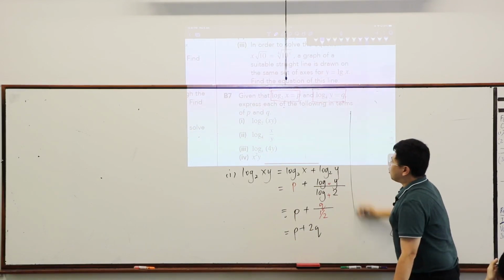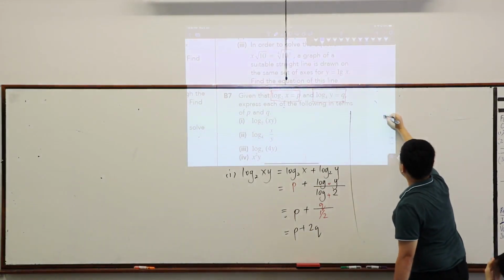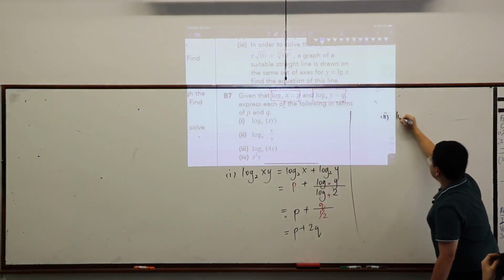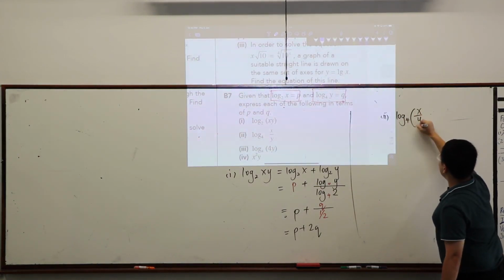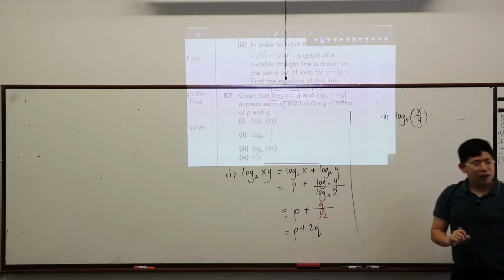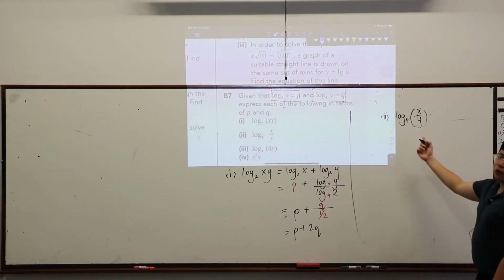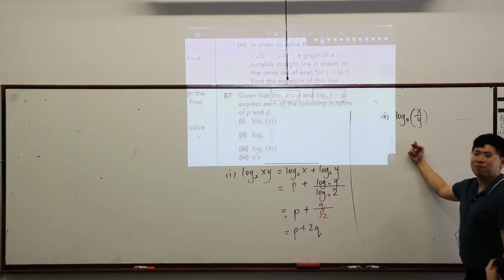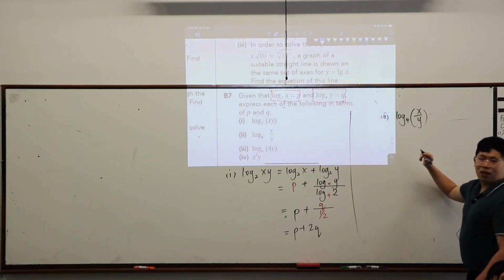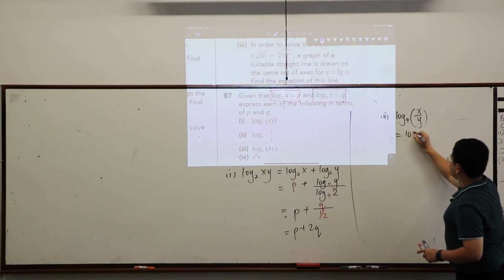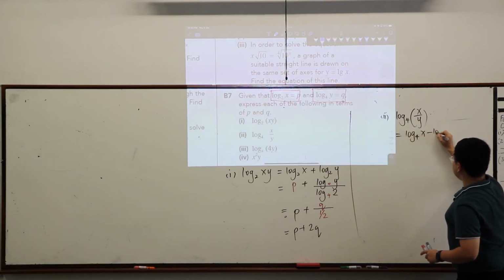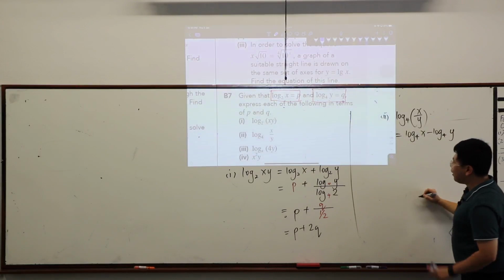Let's take a look at number 2. Number 2 is a bit different. Now it's log base 4 of x over y. So what we can do first is split them up. How do we split them up? This is a quotient, so it becomes log 4x minus log 4y.